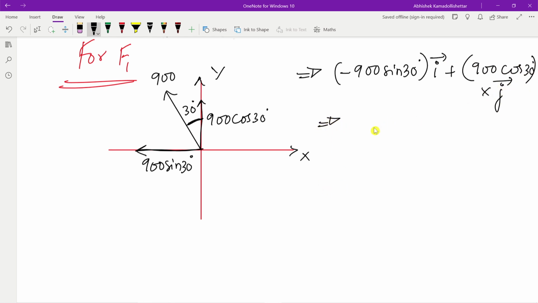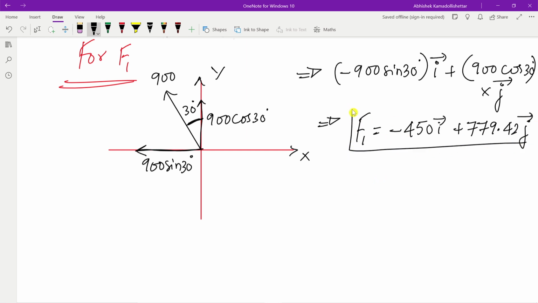So this is the force F1. Now let me calculate this. This is minus 540 into vector i plus 900 into cos 30, which is plus 779.42 into vector j. This is for the first force F1, which is 900 newton.